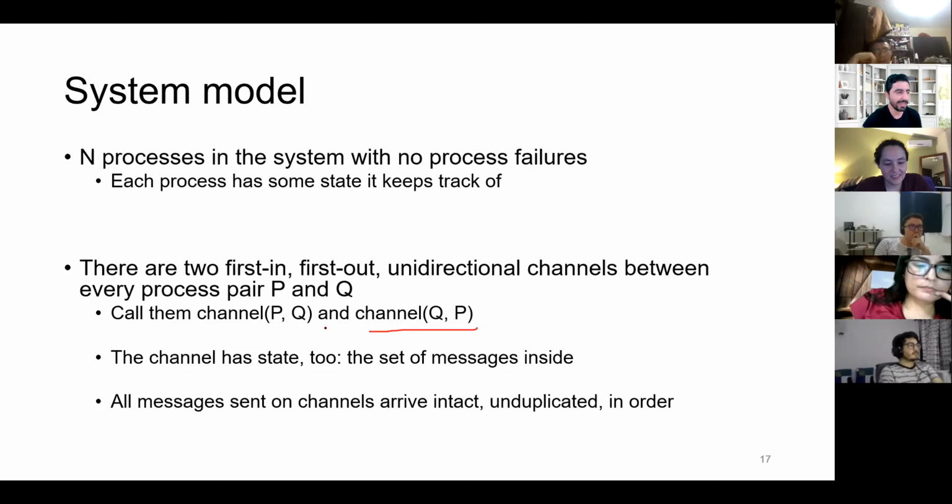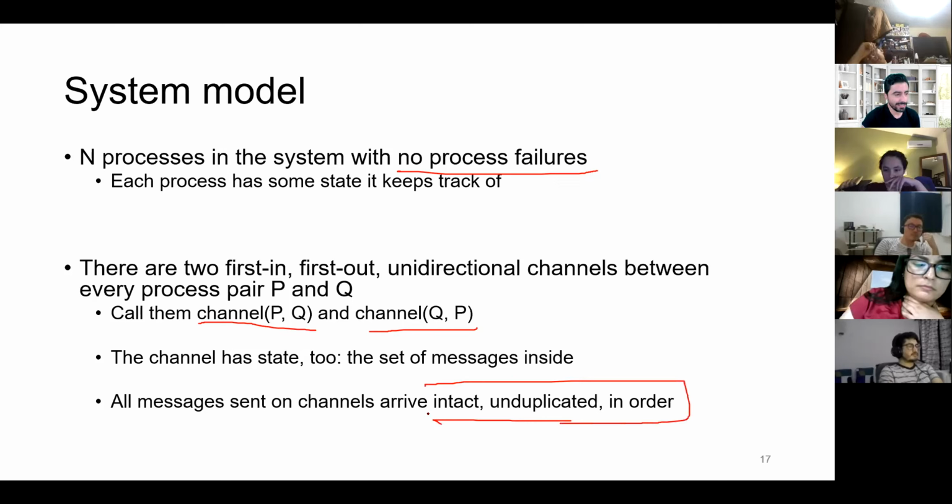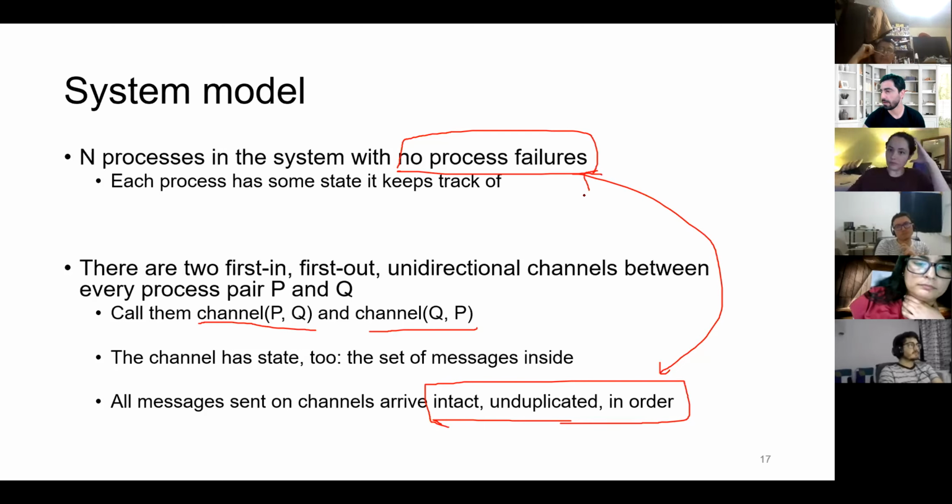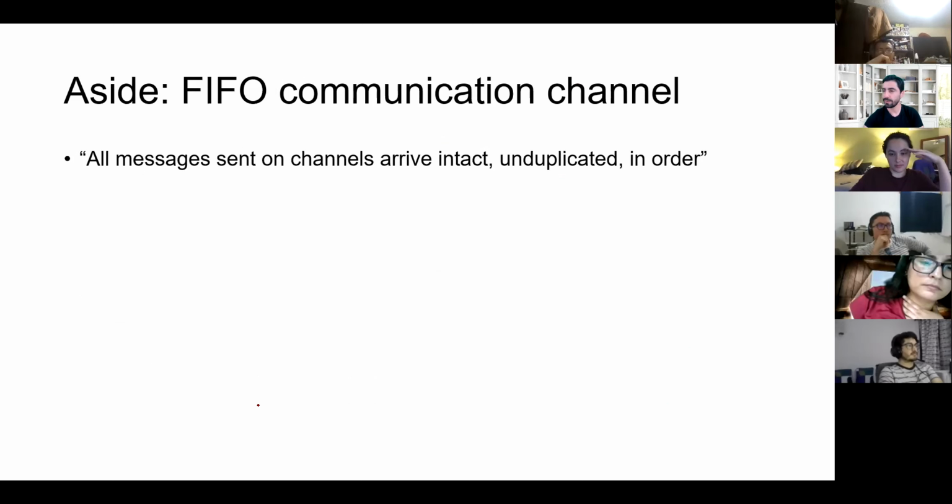I'm just setting the assumption; later I'm going to talk about them. But imagine first that there is no process failure, okay? So the channel has a state too, of course, the set of messages inside. And all messages sent on a channel arrive intact, unduplicated, in order. So by setting this, I already simplified the problem a lot, right? But it's much better to talk about a simplified case to give you an idea. So we are imagining the messages between processes P and Q, or between any two given processes, arrive intact, unduplicated, in order.